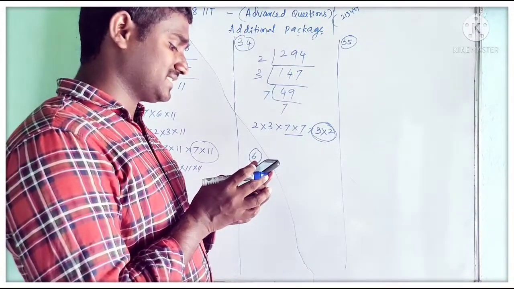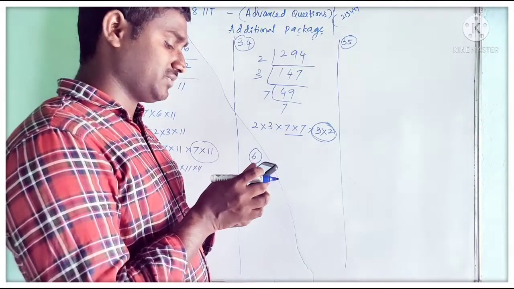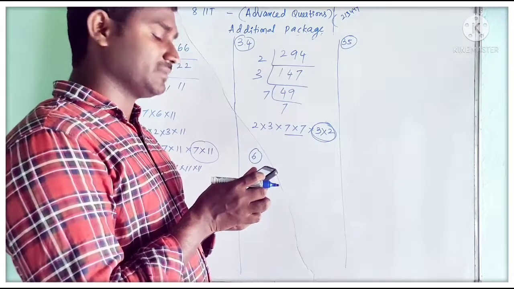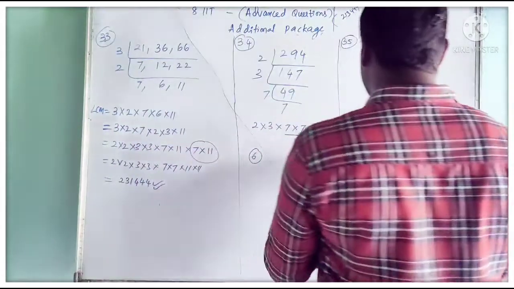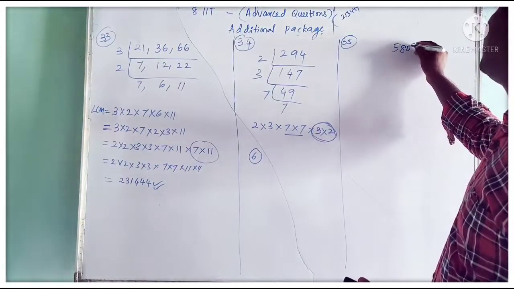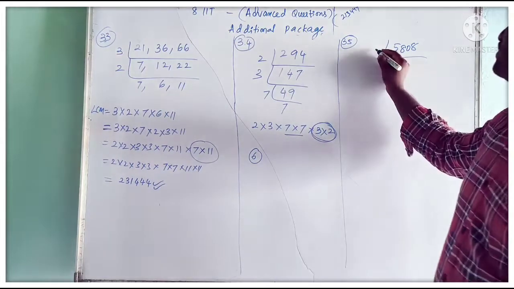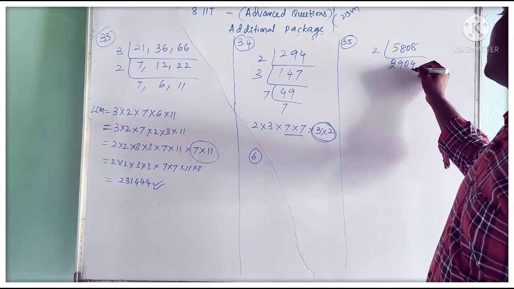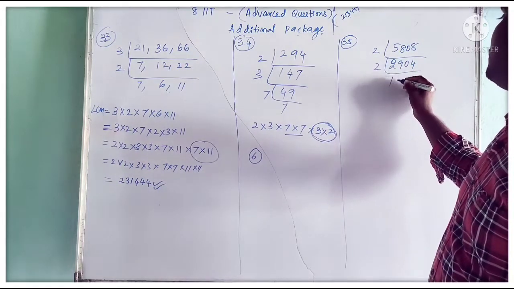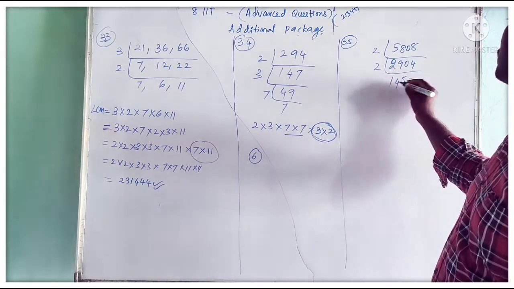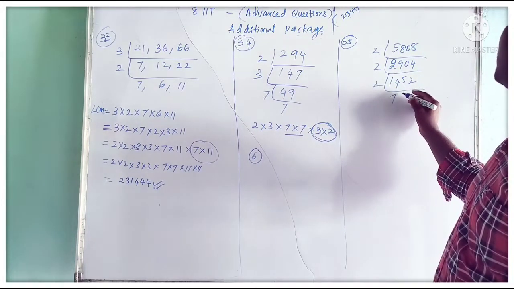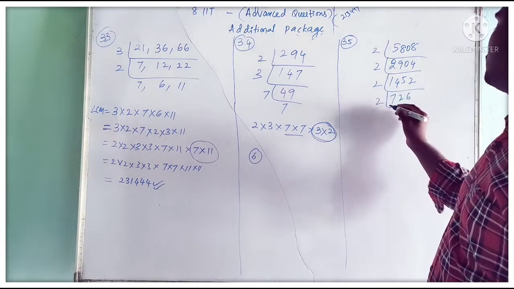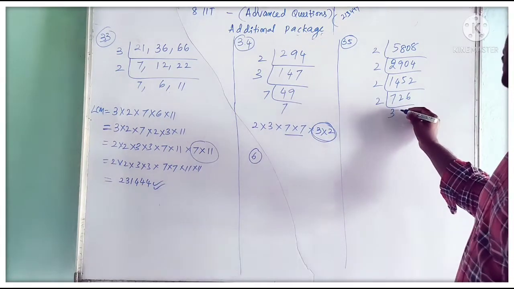Find the smallest number by which 5808 should be multiplied so that the product becomes a perfect square. So same process, 5808, also do the same prime factorization. So 2 1s are 2, 2 2s are 4, 2 4s are 8, 2 9s are 18, 2 4s are 8. Next 2 table, 2 1s are 2, 2 4s are 8, 2 5s are 10, 2 2s are 4. Again 2 table, 2 7s are 14, 2 2s are 4, 2 6s are 12. Next 2 3s are 6, 2 6s are 12, 2 3s are 6.